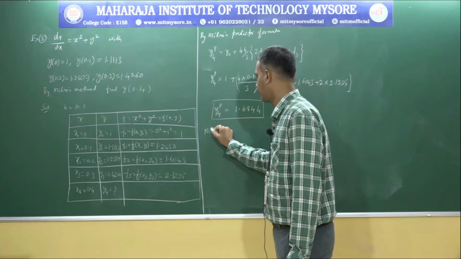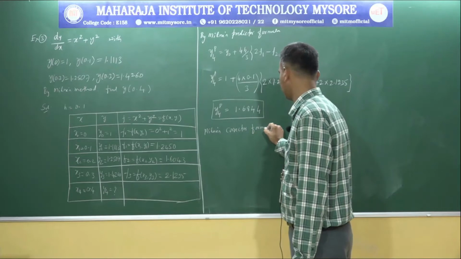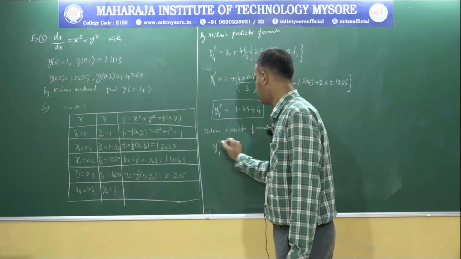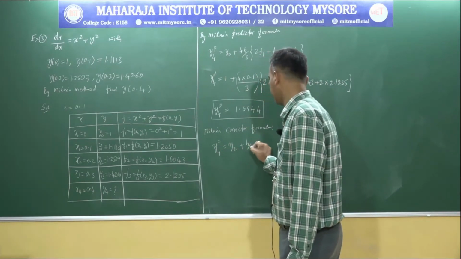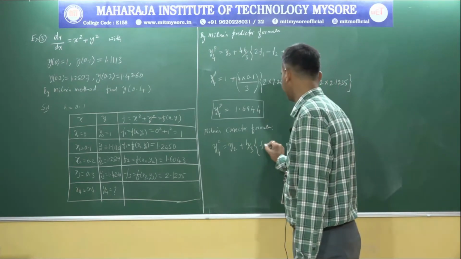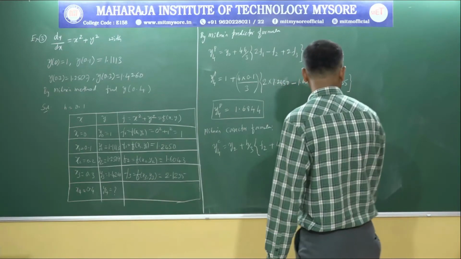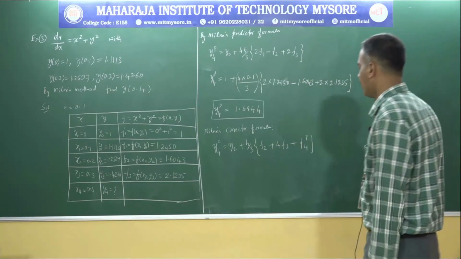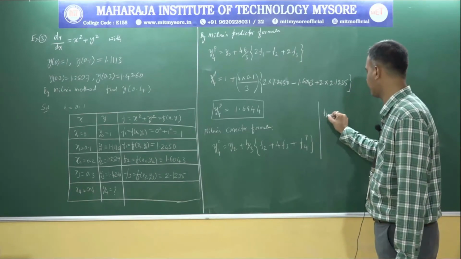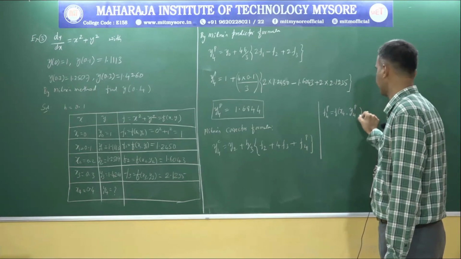Now the Milne's corrector formula: y4c is equal to y2 plus h by 3 times (f2 plus 4 f3 plus f4p). Here we require f4p. f4p is nothing but f of x4, y4p.